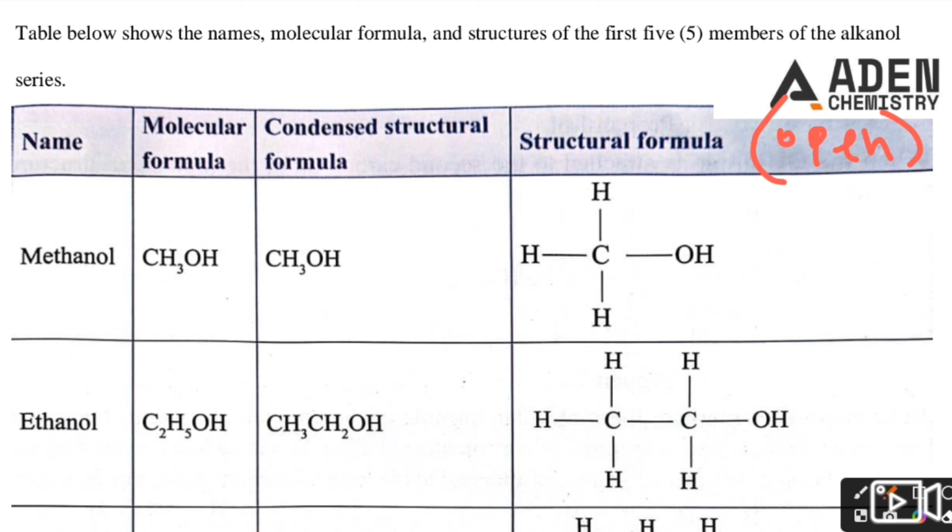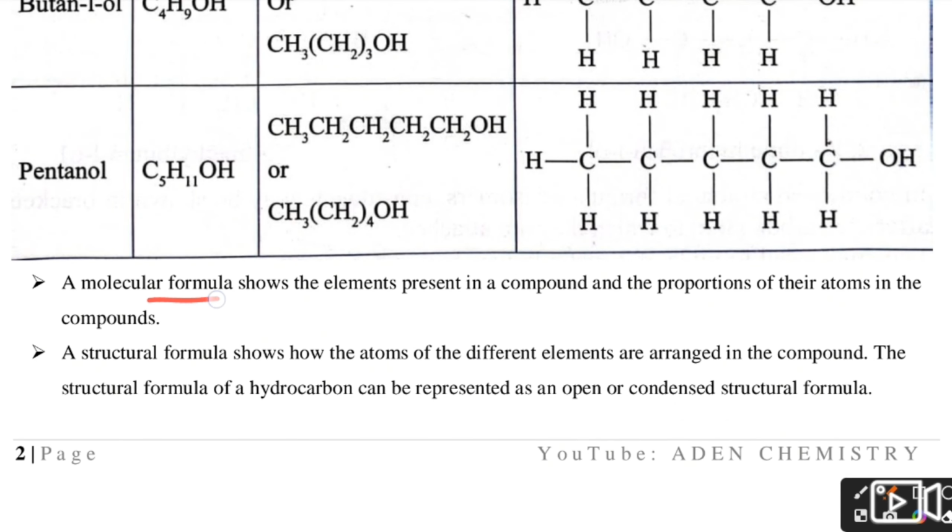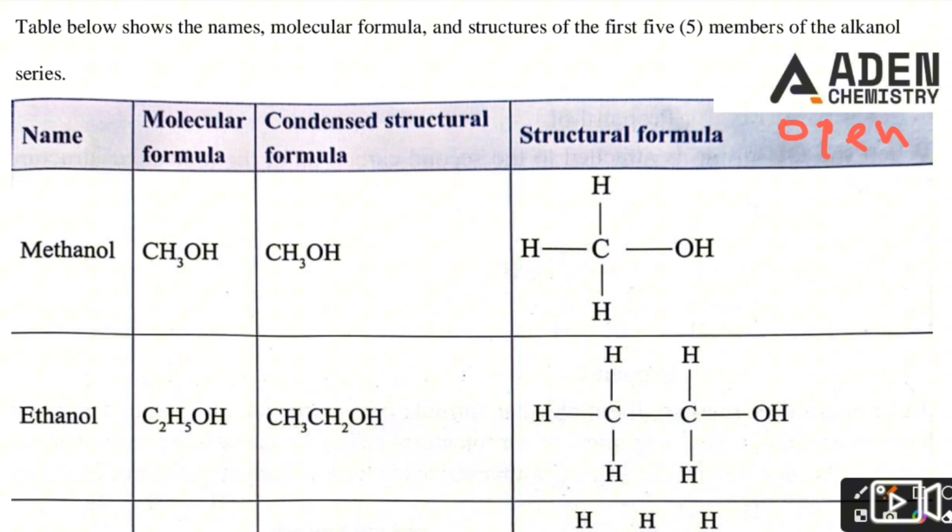So what have we said about molecular formula? We said a molecular formula shows the elements present in a compound and the proportions of their atoms in the compound. So you have to know that is what molecular formula shows. What about the structural formula, be it condensed or open structural formula? We are told a structural formula shows how the atoms of the different elements are arranged in the compound. And we are told the structural formula for a hydrocarbon or organic compound can be represented as open or condensed structural formula.